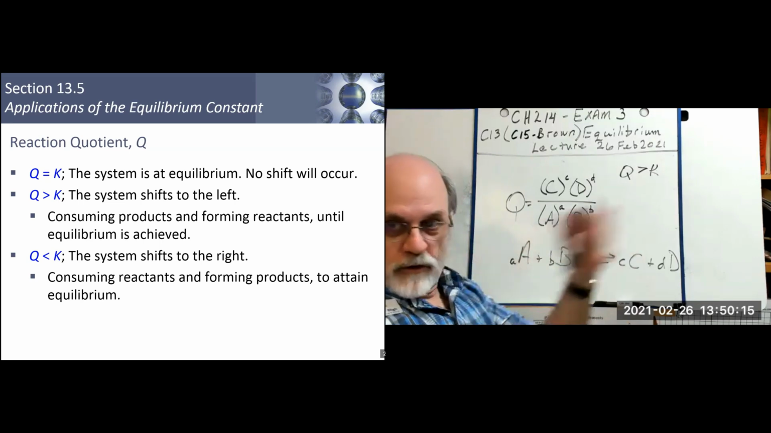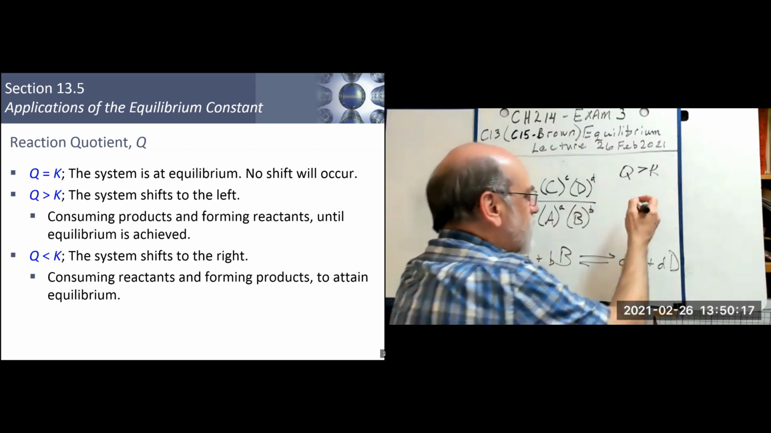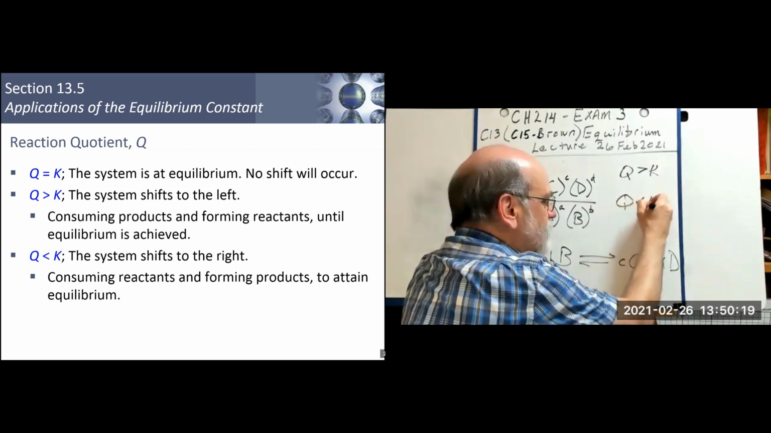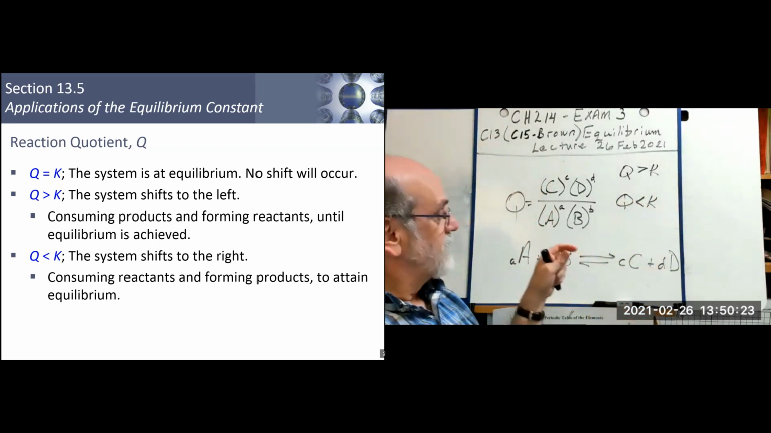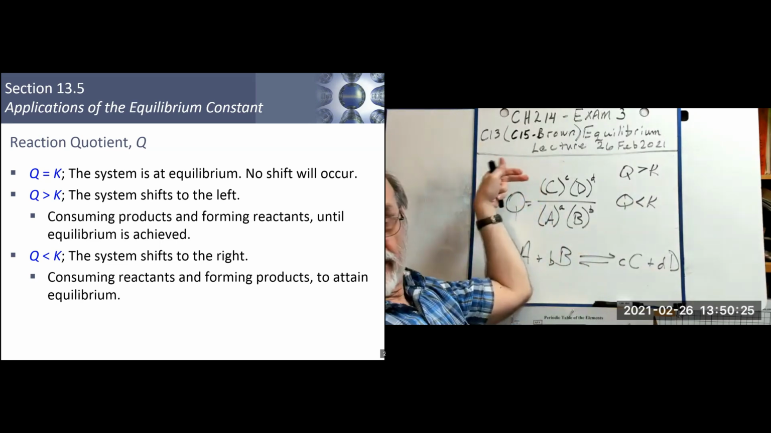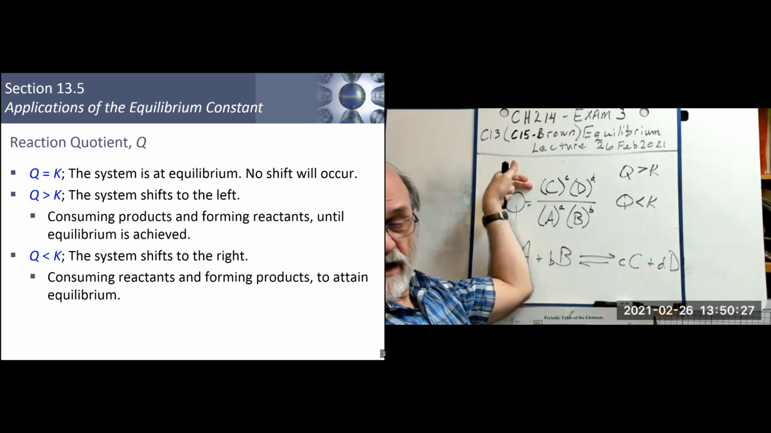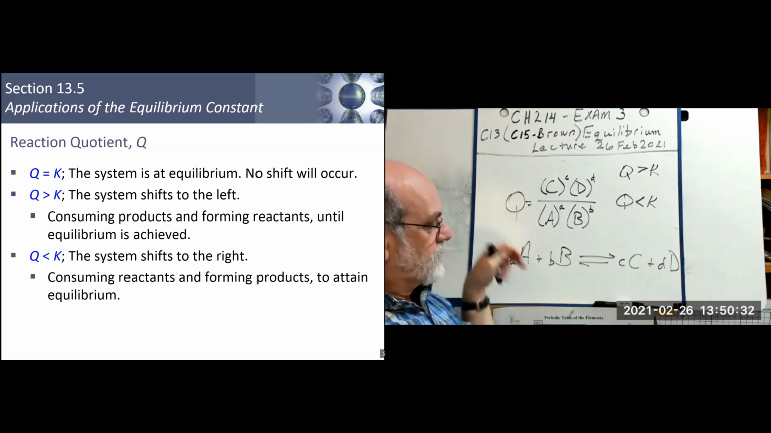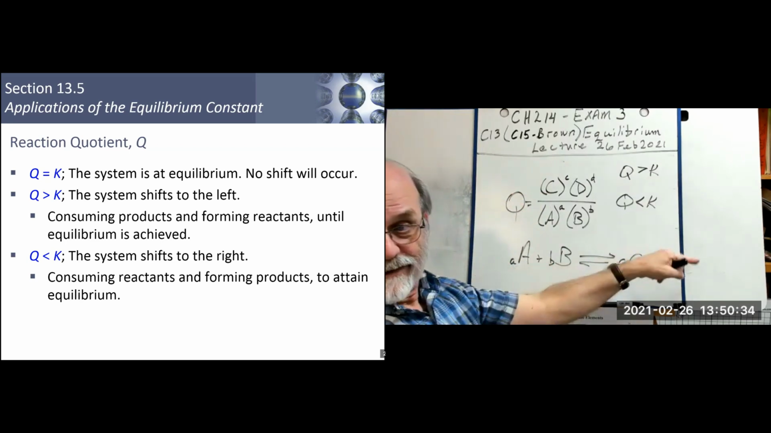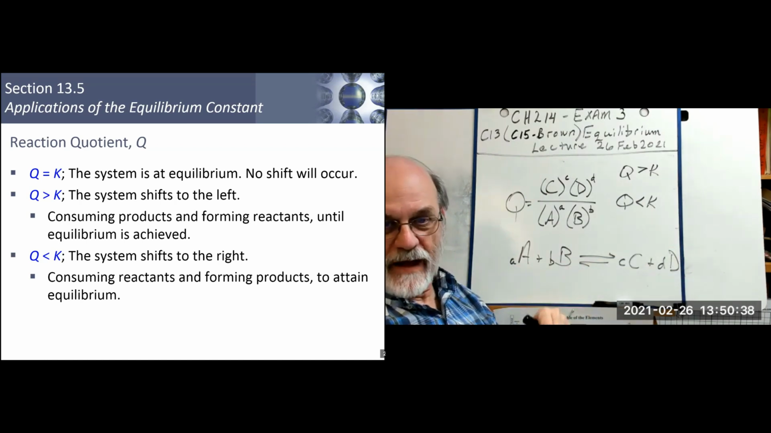Okay? Reverse that situation. Say Q is less than K. If Q is less than K, that means that the products are too small and the reactants are too large. So now the reaction is going back toward products to the right. Okay? That's what Q helps us to do.